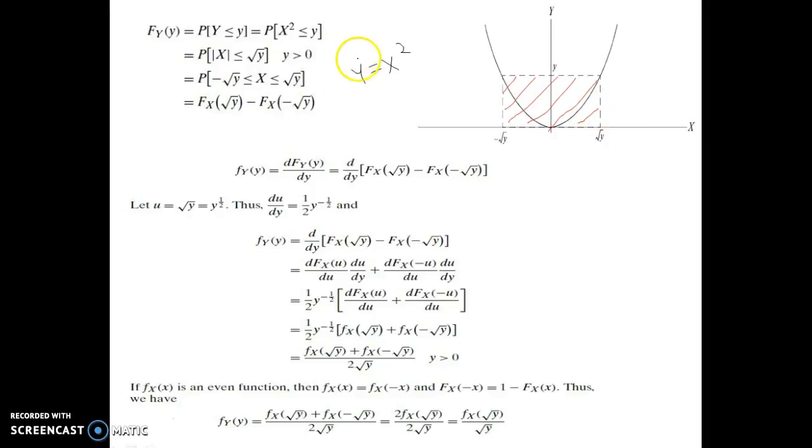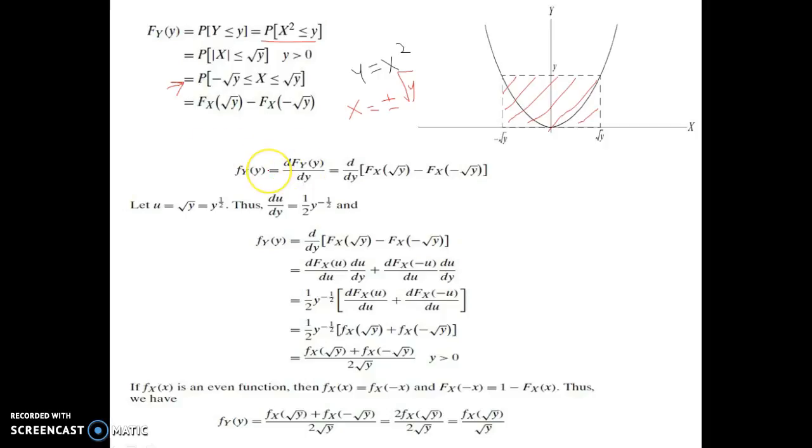How does this come about? This is y equal to x squared, so x is equal to plus minus root over y. So as long as x is in this range, that x is greater than minus root y and less than plus root y, our inequality will be satisfied. So x is greater than or equal to minus root y and less than or equal to root y. So from the definition of CDF, this becomes F of root y minus F of minus root y. Okay, so we have established a relationship between the CDFs.